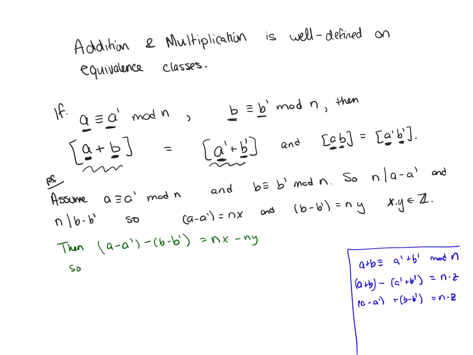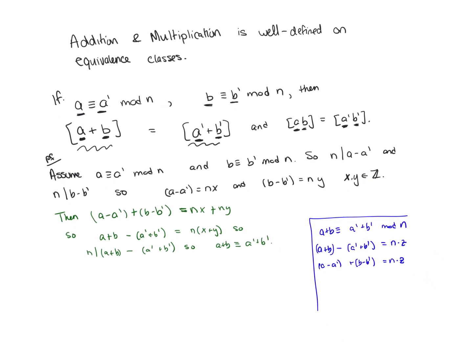So doing some algebra here on each side, because I do know that this is an equality, so I can work both sides. A plus B, that should be a plus there, make that a plus. A plus B minus A prime plus B prime equals n times x plus y. So n divides A plus B minus A prime plus B prime. So A plus B is congruent to A prime plus B prime.